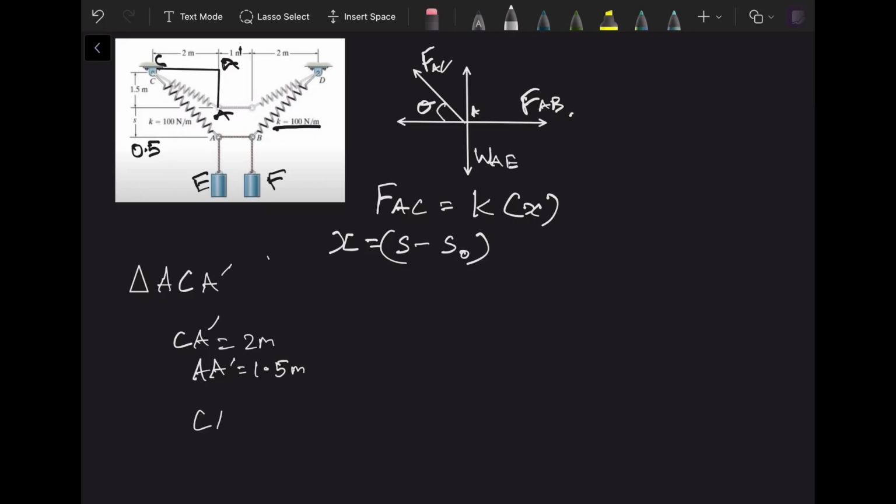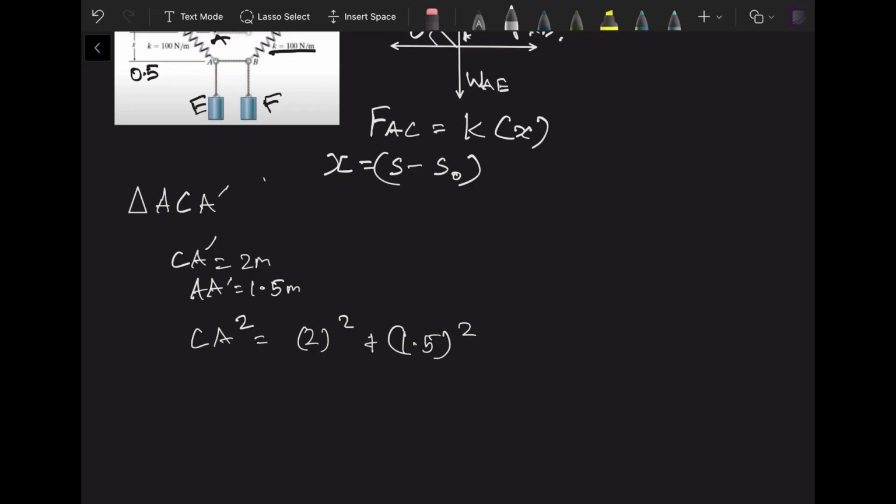So we find CA using Pythagoras theorem, which gives us 2 square plus 1.5 square. Taking square root on both sides, CA equals root of 2 square plus 1.5 square. Using my calculator, CA is actually S naught. So 2 square 4 plus 2.25, square root, I'm getting 2.5 meters. So we found S naught, just 2.5 meters.